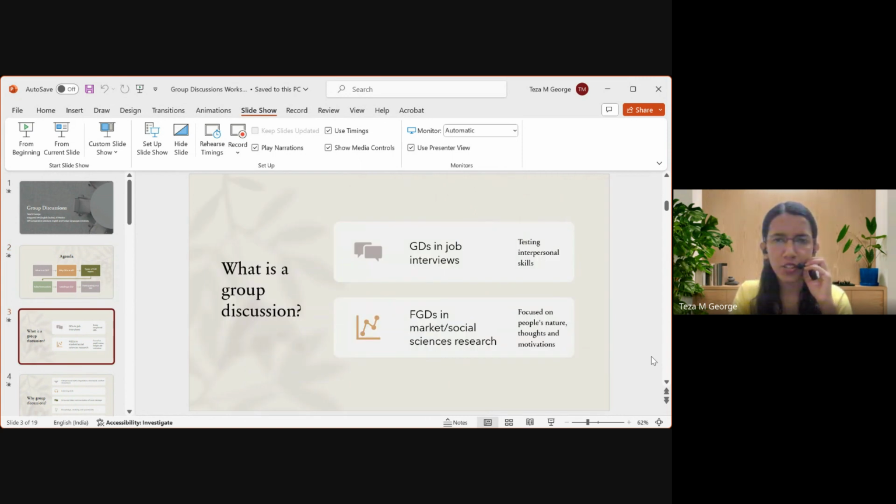Now, what is a group discussion after all? Group discussions can be used in different contexts. They can be used for job interviews, and when they are used in job interviews, they test your interpersonal skills. How well do you operate with others? They can also be used, FGDs are focused group discussions. These are used in market or social sciences research. They are employed in order to study how people think, why people make certain decisions as consumers, what motivates them, etc.